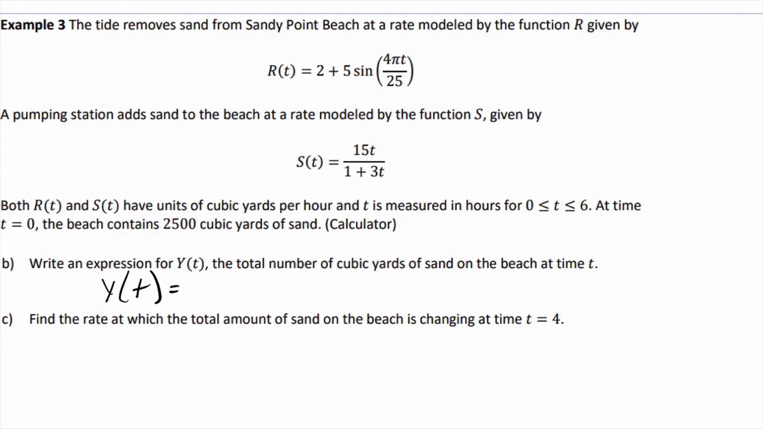So they want us to write. Don't have to solve. We don't have to evaluate. We don't have to come up with a number. We just have to write an expression or an equation, right? What does y of t equal? The total number of cubic yards of sand at any time on the beach.